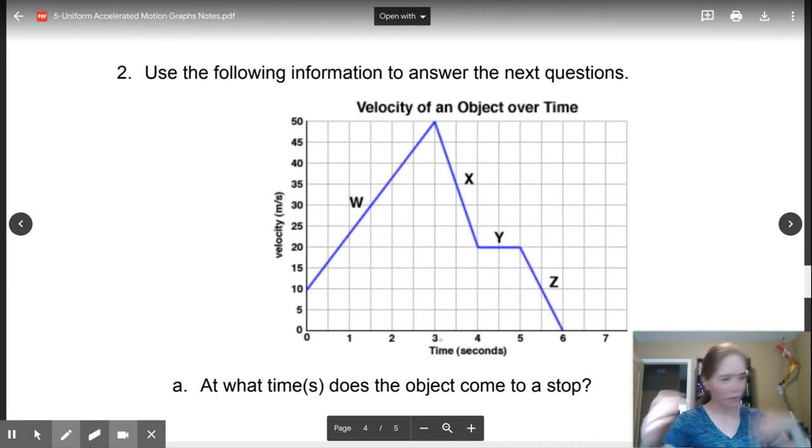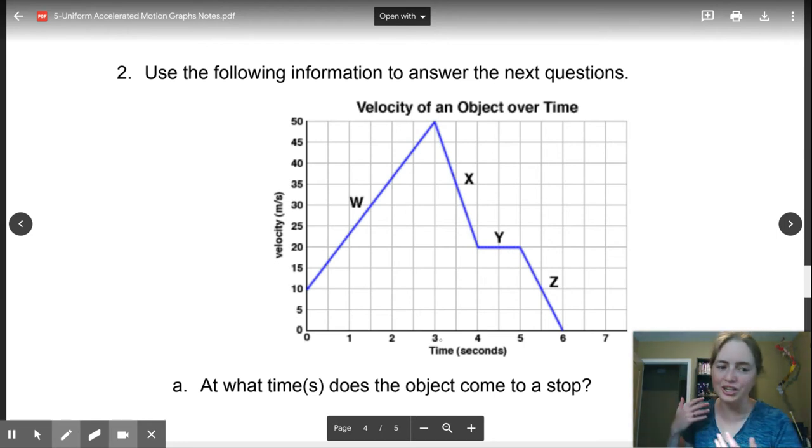When you're thinking velocity time, you're thinking about how fast stuff is moving. It's a vector, so you're thinking about direction. You're thinking about how fast something's going. Okay. So at what time does the object come to a stop? Now think about what stop means. We're thinking velocity. When we're stopped, do we have velocity? No, we don't. When we're stopped, our velocity is zero. This is a velocity time graph. Where do we have zero velocity?